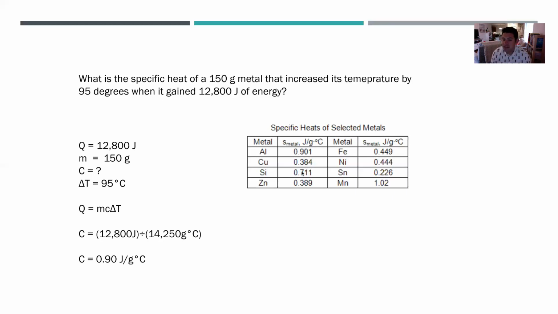And something that's interesting, sometimes we get these questions and then we look at a chart as reference, kind of like we did with density. We're asked, which metal is it? Well, which metal has that specific heat? It would be aluminum. So in this question, the metal must have been aluminum, because 150 grams of it gained 95 degrees Celsius temperature when 12,800 joules of energy was added.